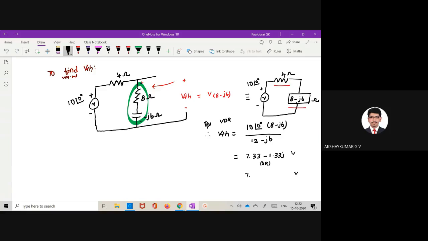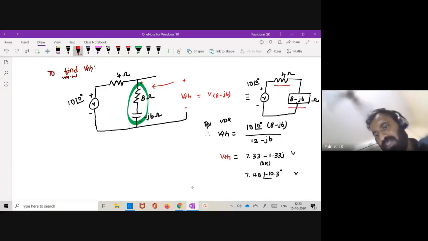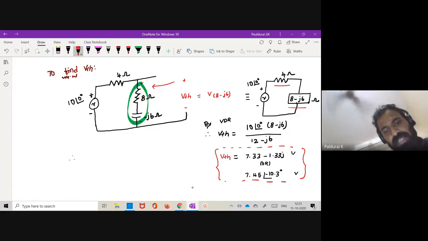Sir, 7.45 at an angle of minus 10.3, sir. Yeah, very good. So this is your VTH. Now can you calculate P max? Therefore, P max, you know the formula: VTH squared divided by 8 times RTH.